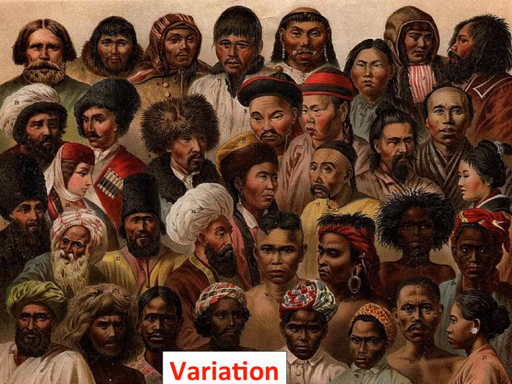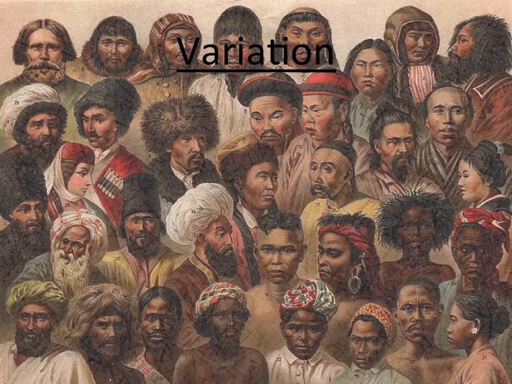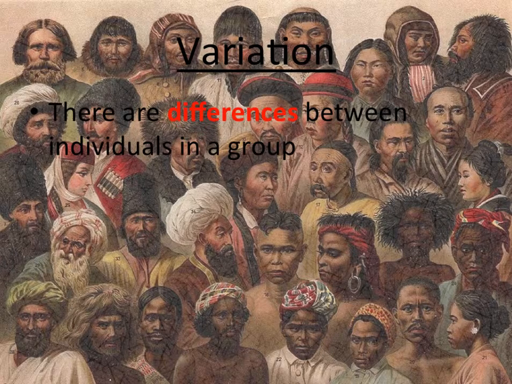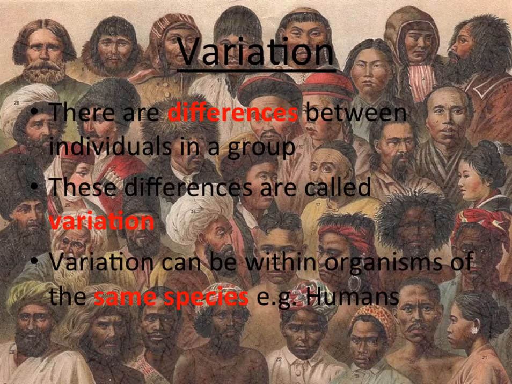So, variation then. Have a look at this nice old picture from 1904, which shows the variation within humans with all the different races. You can pause the video here and think about all the differences you can see. So, variation is, very simply, the differences between individuals in a group. Variation can be within organisms of the same species, for example humans, as we have here.